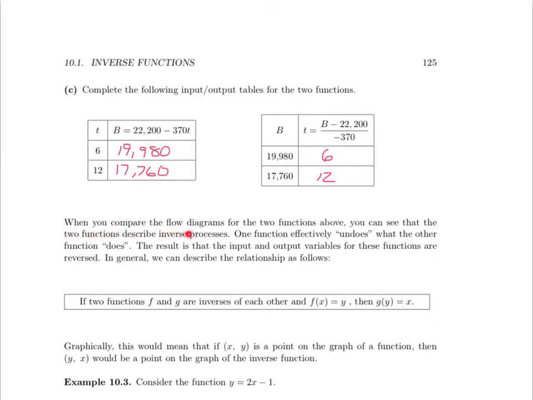When you compare the flow diagrams for the two functions above as well as the input-output tables, you can see that the two functions describe inverse processes. One function effectively undoes what the other function does. The result is that the input and output variables for these functions are reversed. In general, we can describe the relationship between inverse functions as follows.